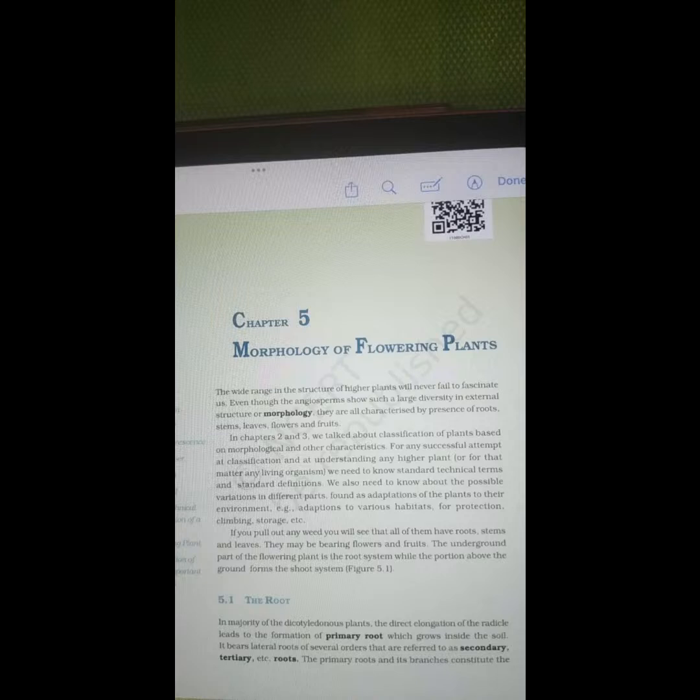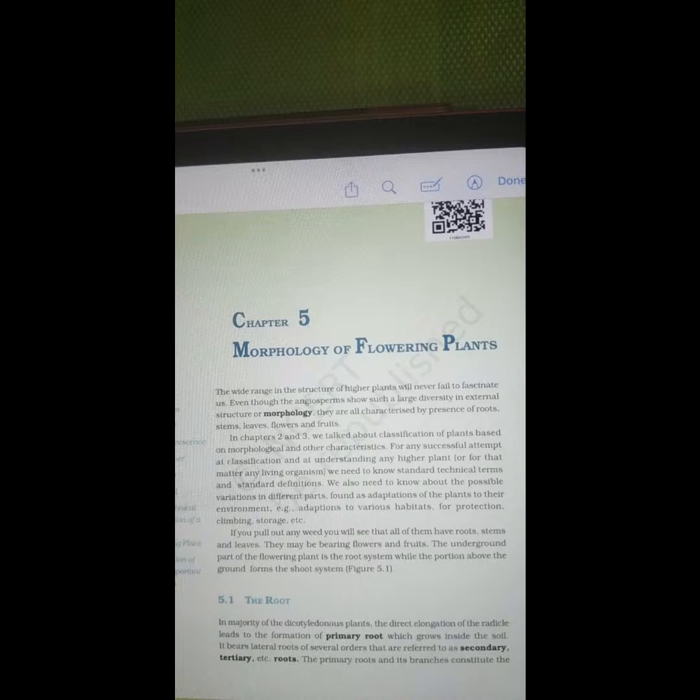So, first of all, as the name of the chapter is morphology, that means the external study. Means by looking at a plant, how will you be able to judge whether it is a monocot or a dicot? So, seeing the external look is morphology. The external look of a plant is known as morphology, and in this we'll be studying only about angiosperms. That is why the name of the chapter is Morphology of the Flowering Plants.